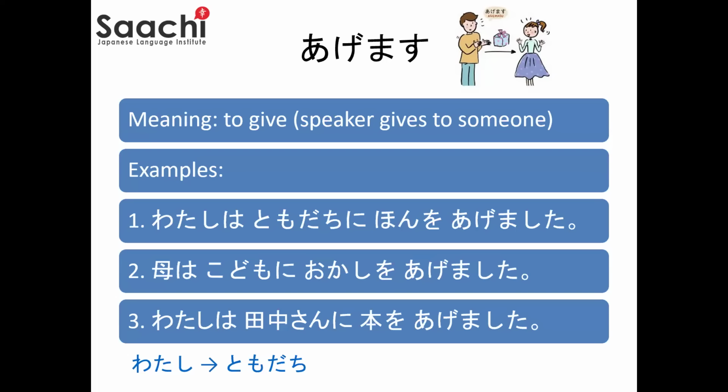So, with agemasu, you have to notice that it is from watashi to tomodachi, or a person A is giving to person B. All right. And the particle is ni. Tomodachi ni, kodomo ni, Tanaka-san ni. So, watashi wa tomodachi ni hon o agemashita. O is used as the object marker for hon. And here okashi. And the third example is hon o agemashita.